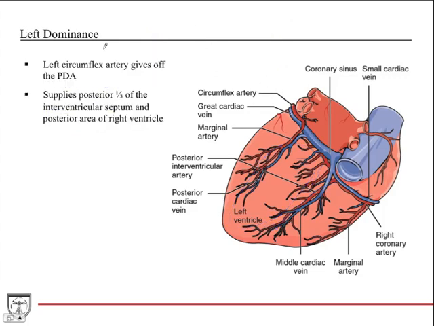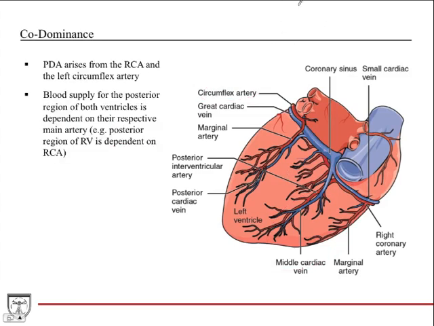So left dominance, this is where the left circumflex artery gives off the PDA. So you can see the circumflex here. And that would be like if this artery were to keep continuing on like this and then give off the PDA like this. Okay, so that's what it would look like. And then the left coronary artery or the left circumflex would be responsible for supplying the posterior 1/3 of the interventricular septum, and actually the posterior area of the right ventricle. So it would be responsible for supplying this area as well.